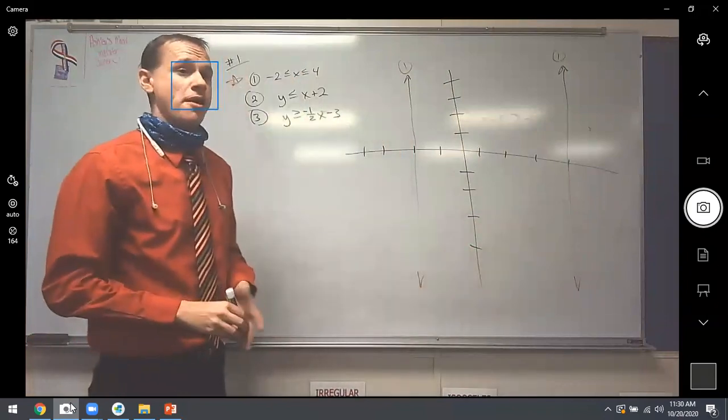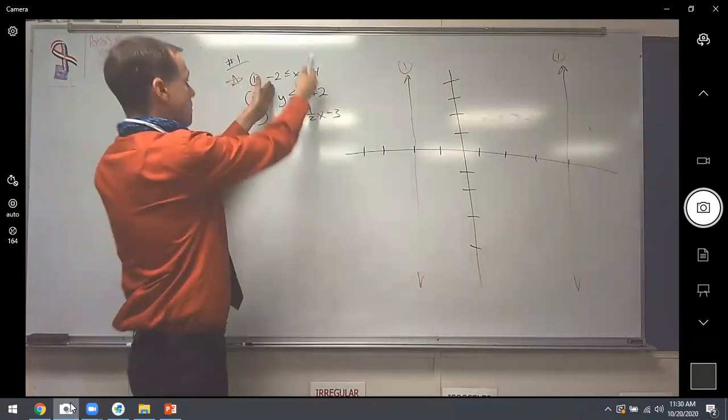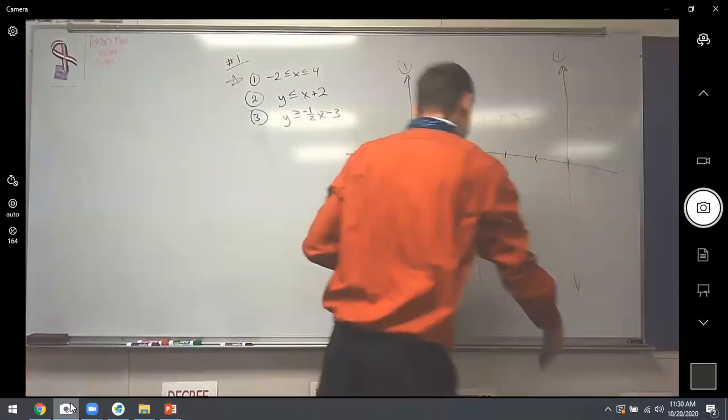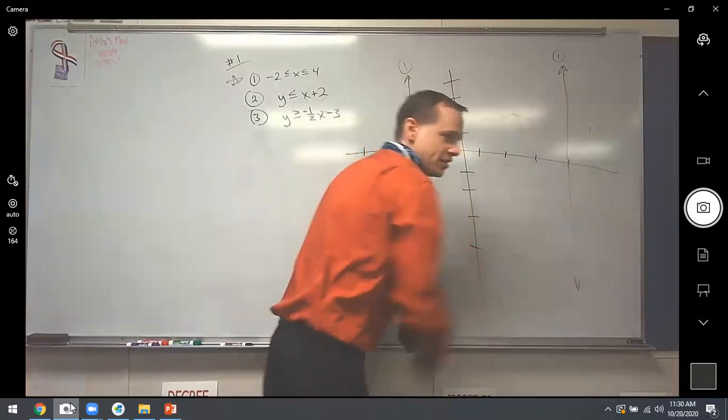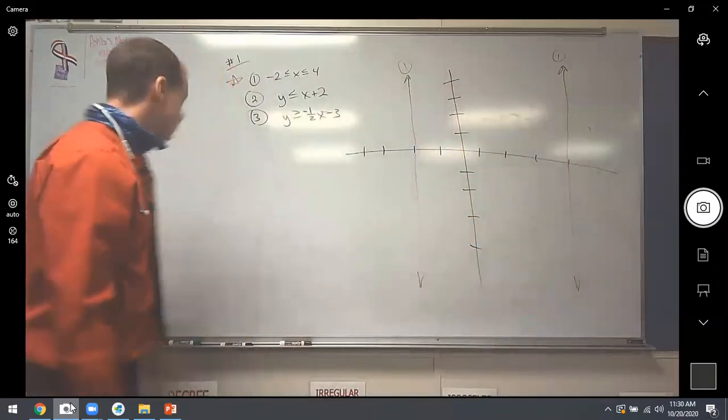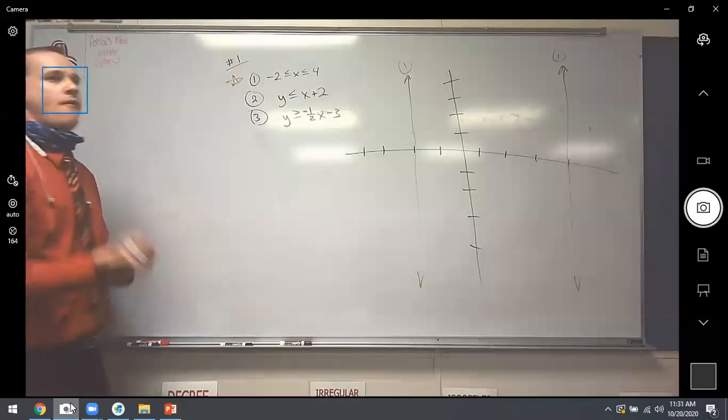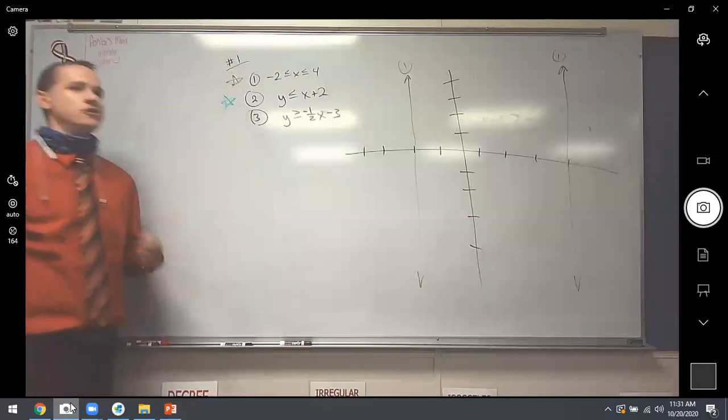Both of them define the region. It's got 2 of them. x has to be between these 2 things. Here's the 2 things. So far, we're shading in here. Well, what's the second one look like?